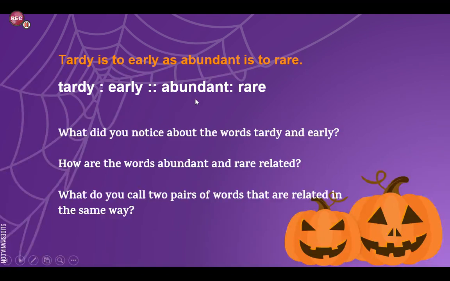So these two words must be antonyms or opposites as well. If something is abundant, that means you have lots and lots of them. If something is rare, there's hardly any of them. These are the questions we ask ourselves. What did you notice about tardy and early? They are opposites, antonyms. How are abundant and rare related? They are also antonyms. And what do you call two pairs of words that are related in the exact same way? That means they are analogies.